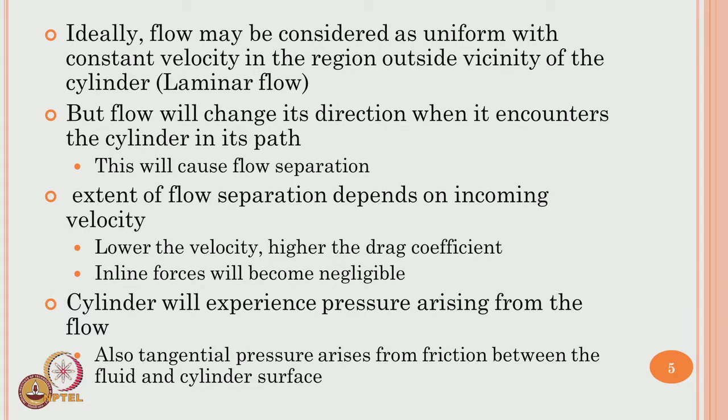Ideally, flow may be considered as uniform with constant velocity in the region outside the vicinity, which we call technically in hydrodynamics as laminar flow, but flow will change its direction when it encounters a cylinder in its path. This will cause what is called flow separation. Now, the extent of flow separation in a given system strictly depends on incoming velocity. Therefore, water particle kinematics becomes very important. We will talk about this equation slightly later at the end of the lecture. So, water particle kinematics becomes very important, because the extent of flow separation depends on that.